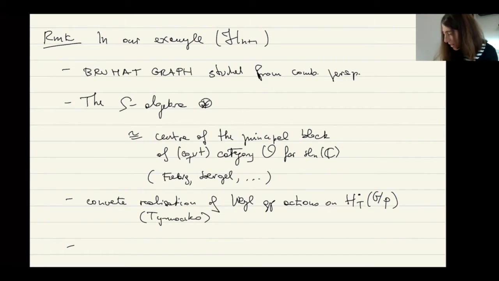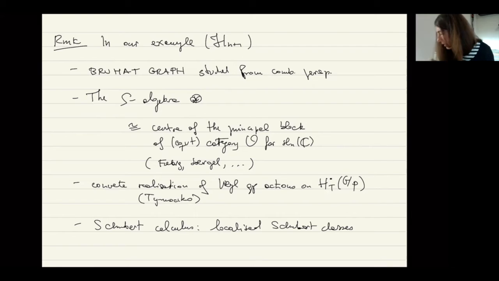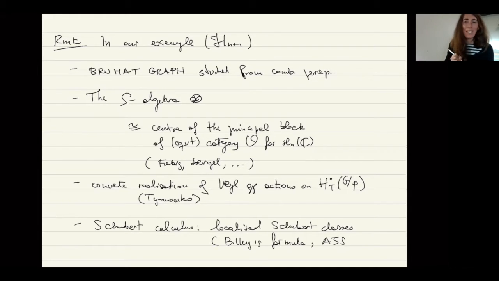Finally, you have an application in Schubert calculus, because you can give explicit formulas for what are called localized Schubert classes. So that's a preferred basis for the cohomology, not only for type A, but in general for generalized flag varieties. And that's a formula which is known as Billey's formula, which, I have to mention, appeared already in Andersen-Jantzen-Soergel's book. Anyway, it's known as Billey's formula.